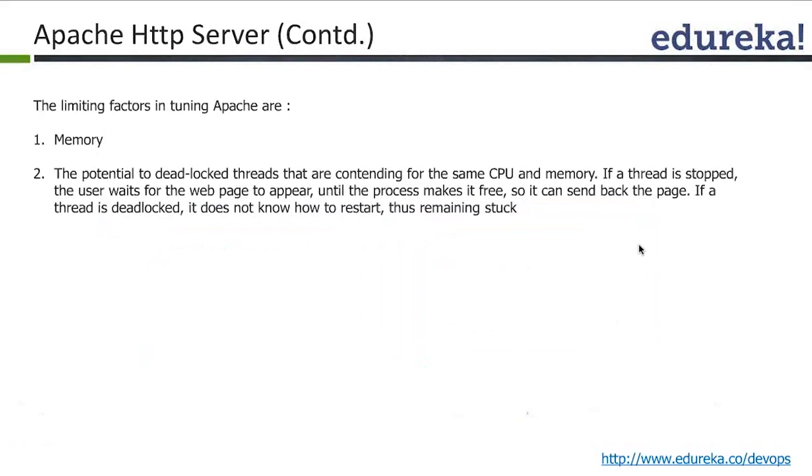So the limiting factor, as we all know, has been memory, which has always been a problem for all internet-facing web servers, right? And there is the potential to deadlock threads that are contending for the same CPU and memory. If a thread is stopped, the user waits for the web page to appear until the browser makes it free, so it can send back the page. If a thread is deadlocked, it does not know how to restart, thus remaining stuck. So when does a deadlock happen?